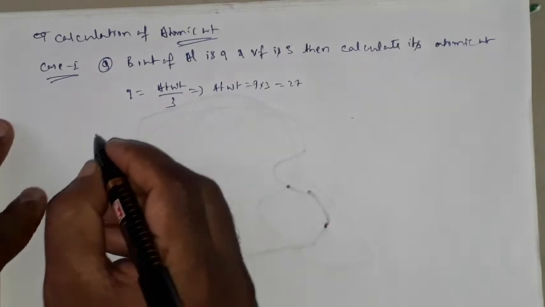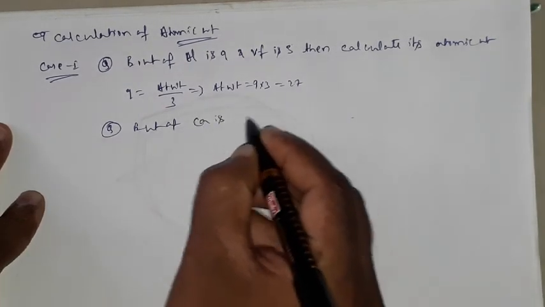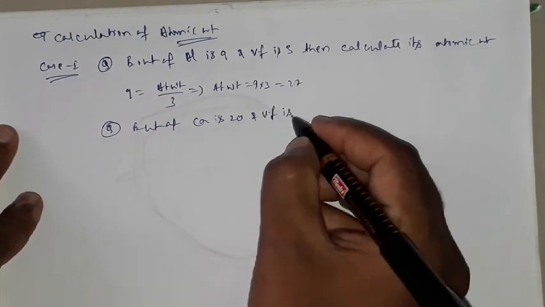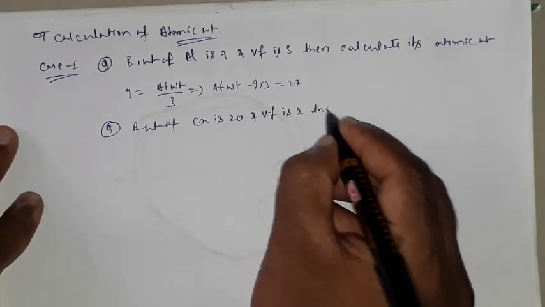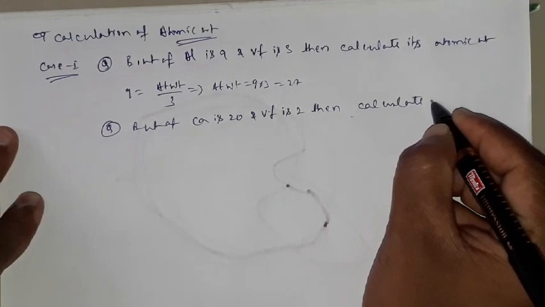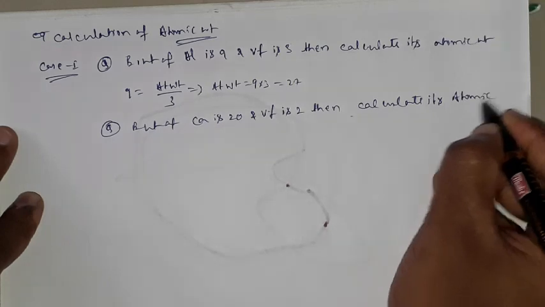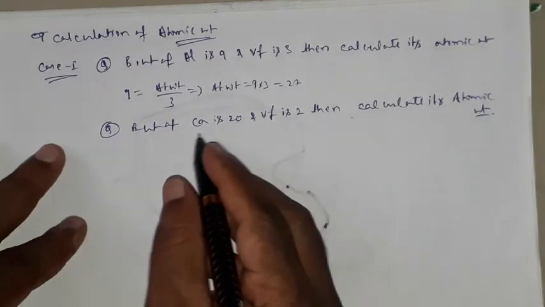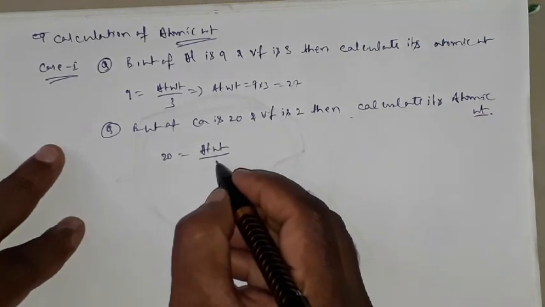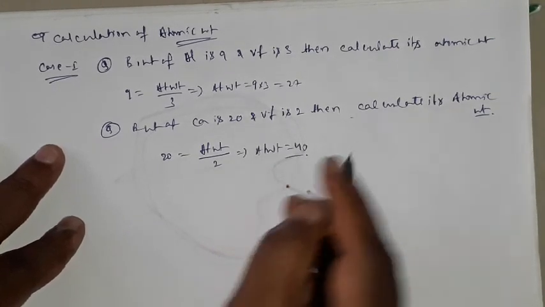Next, the equivalent weight of Ca is 20 and the valency factor is 2. Calculate its atomic weight. Now 20 equals atomic weight by 2, then atomic weight equals 40.